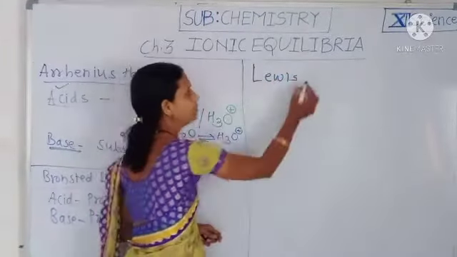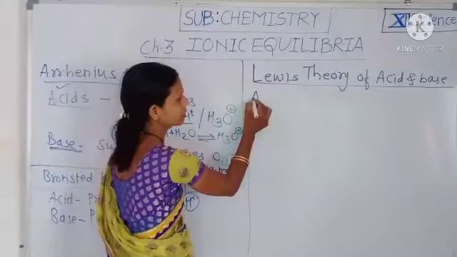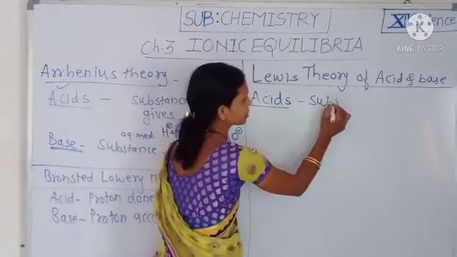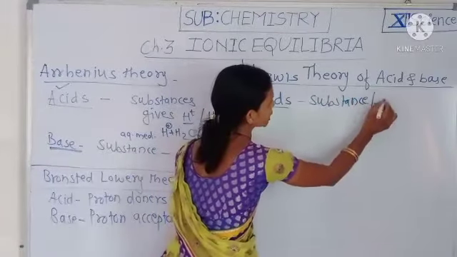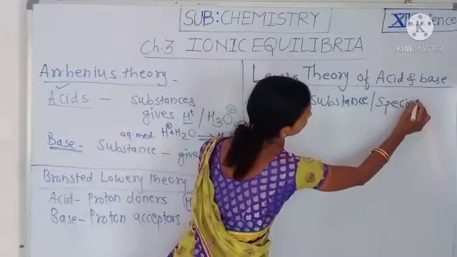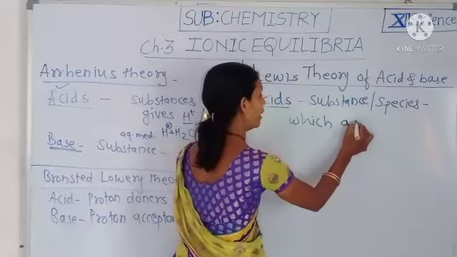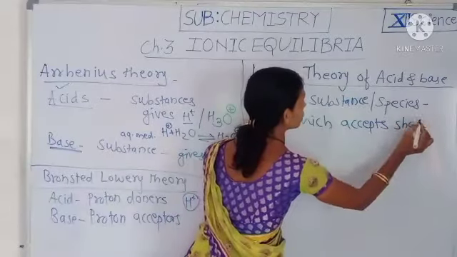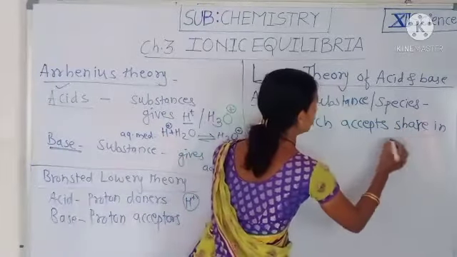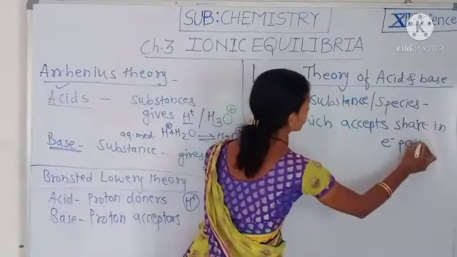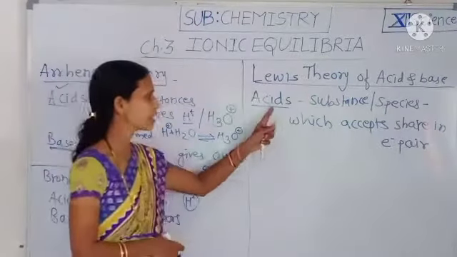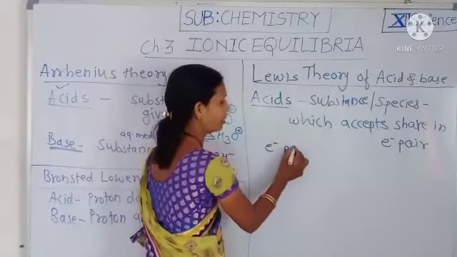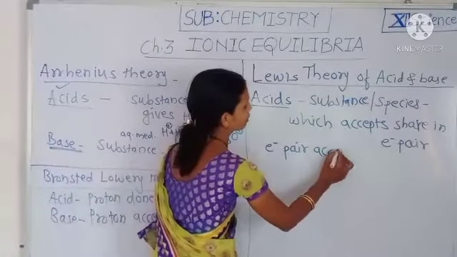Then see here, according to Lewis, acids are the substances or species which accept a shared electron pair. That means these are the substances or species which are electron pair acceptors.